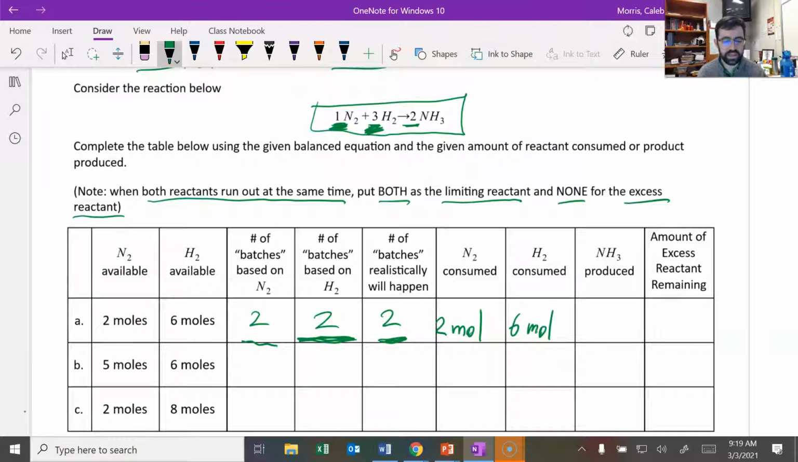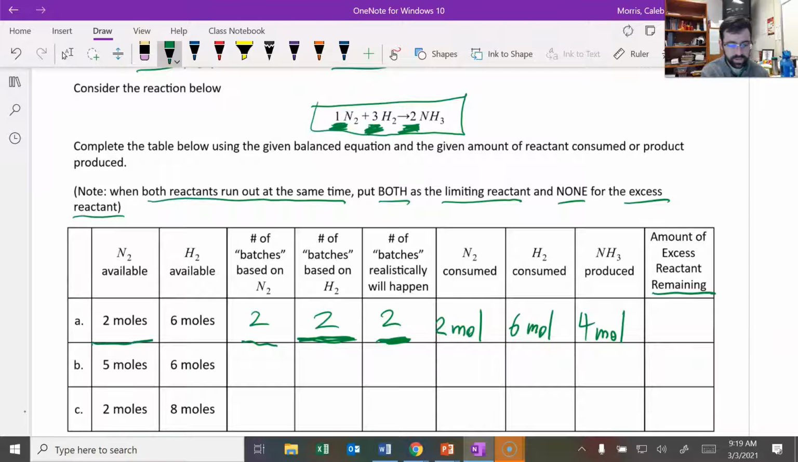All right, the amount of NH3 produced. Well, if I produce 2 batches of NH3, it means I made 2 times 2. That gives me 4 moles of NH3 that are produced. So I'm just taking the number of times the recipe is run, the number of batches, and multiplying that by whatever coefficient we're talking about. And then our amount of excess remaining, well, we didn't have an excess reactant. They were both completely used up.